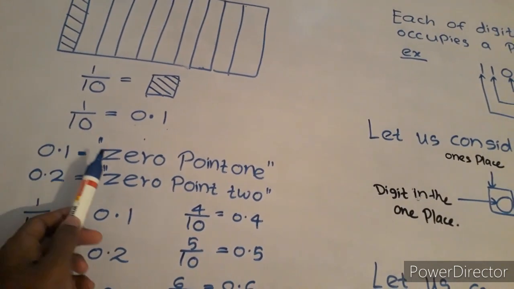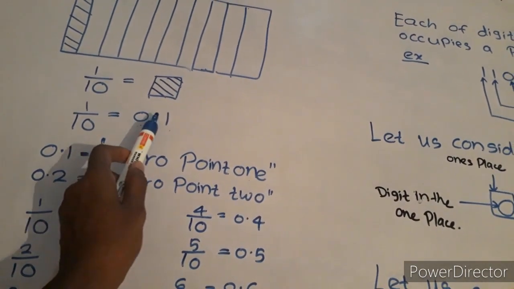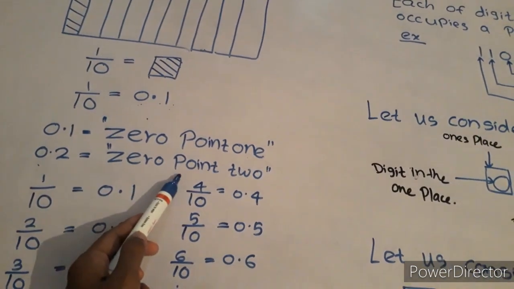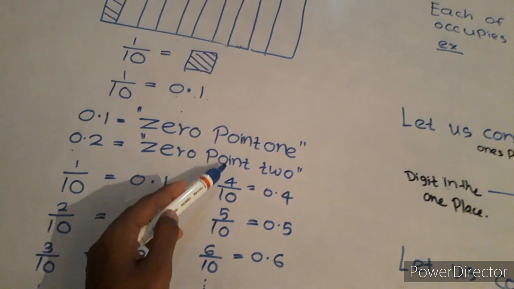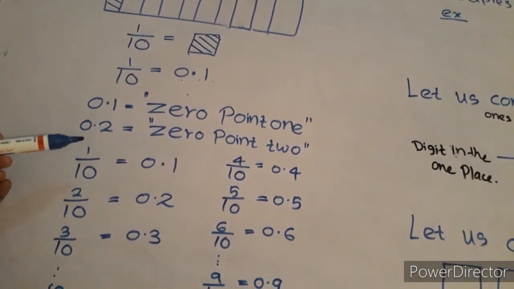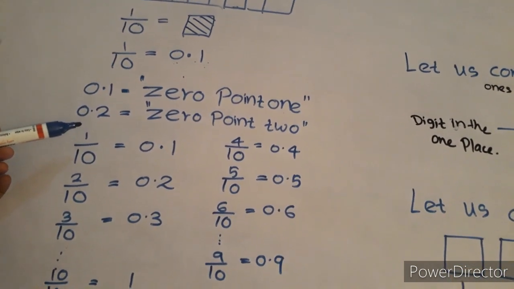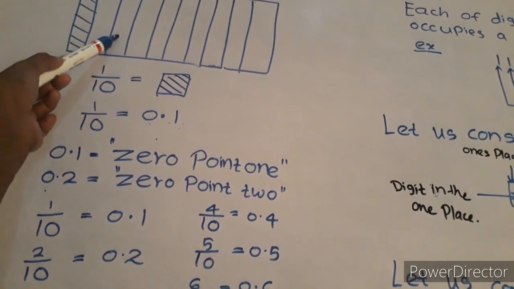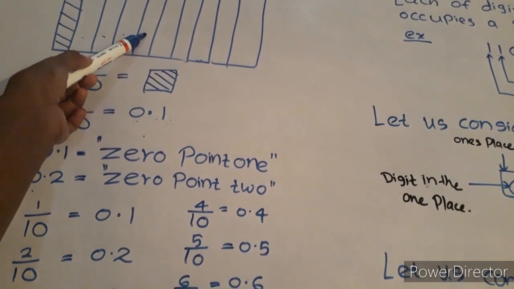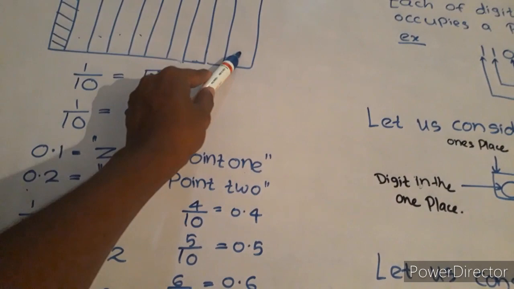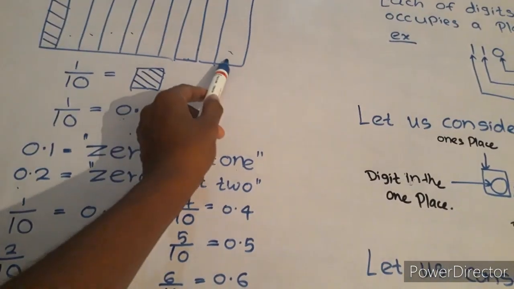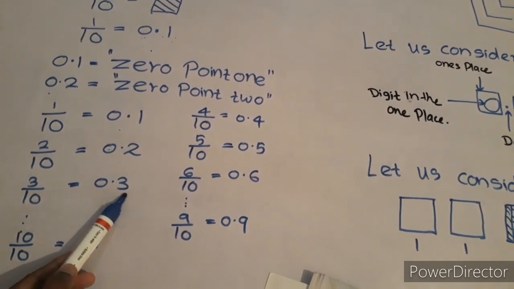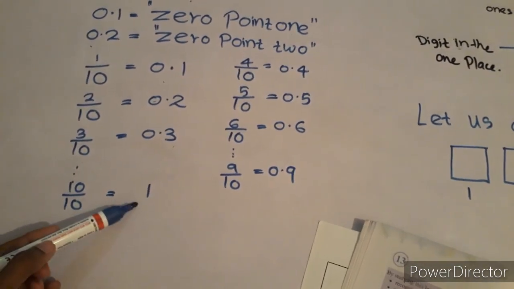We read it as 0.1. This one, how can we read it? 0.2. Likewise, we can write up to 0.9. If we divide it into 10 parts, we can write 0.1, 0.2, 0.3, 0.4, 0.5, up to 0.9, and then it becomes 1. If all get colored, it becomes 1. Like this, 0.1, 0.2, 0.3, up to 0.9, and finally we can write it as 1.